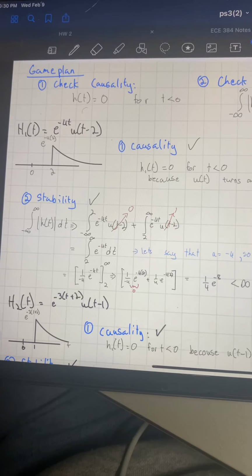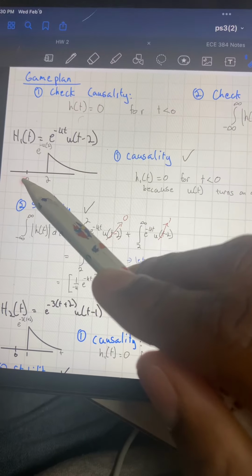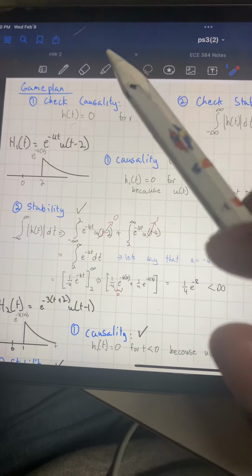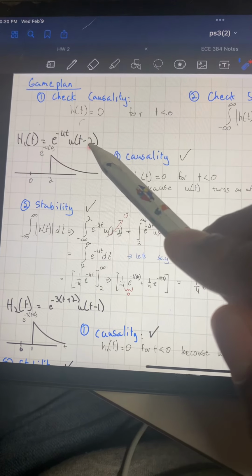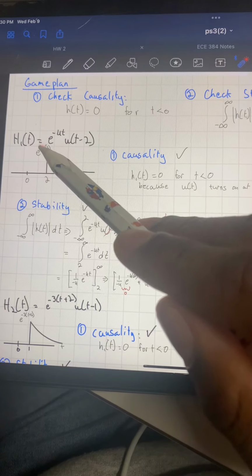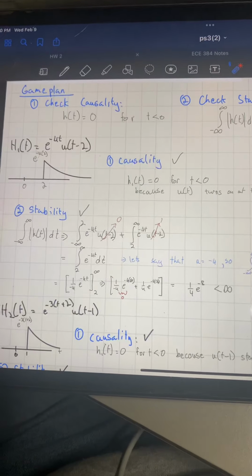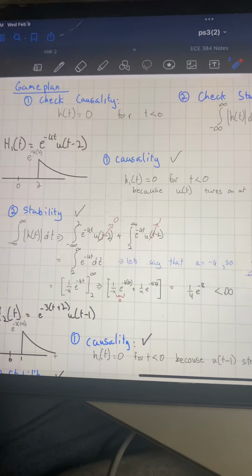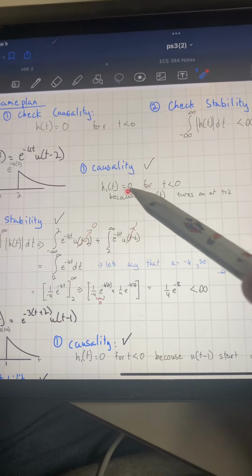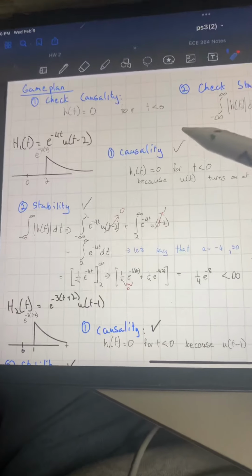For the system h1 of t, the best thing that I've seen was to plot it out. Since we have a unit step, we can easily see that the system starts at 2 because of this delay right here, and then this e to the negative 4t is just scaling the first height. So to find out causality, we check whether or not the system is nonzero for t less than 0. Because of the unit step, we can see that the system is 0 for t less than 0, so it passes causality.